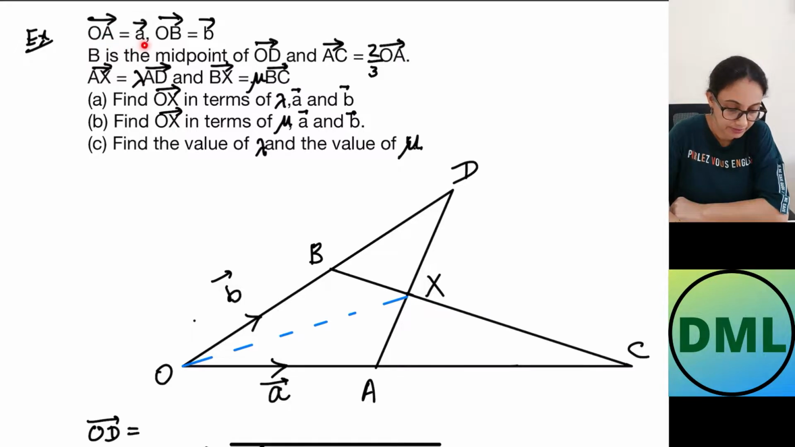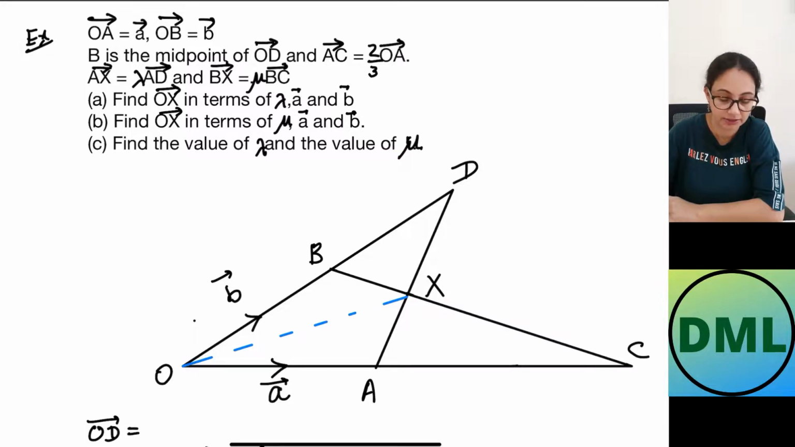Vector OA is vector A, vector OB is vector B. B is the midpoint of OD and AC. AC is equal to 2 by 3 of OA. AX vector is equal to lambda times of AD vector. And BX is equal to mu times of BC vector. Find out OX in terms of lambda, A and B. Find OX in terms of mu, A and B. Find the value of lambda and the value of mu.